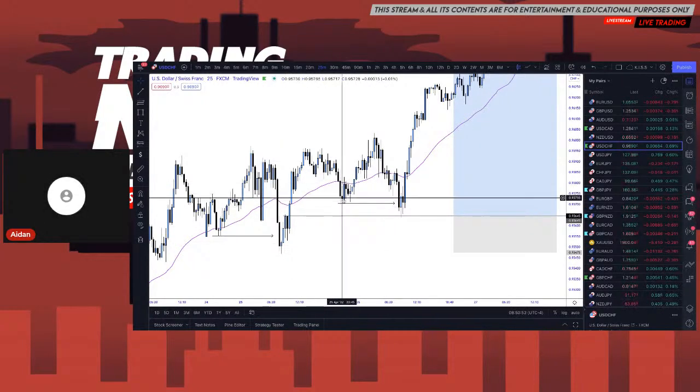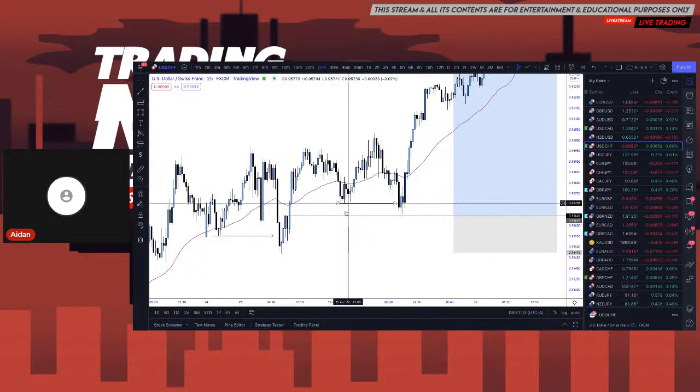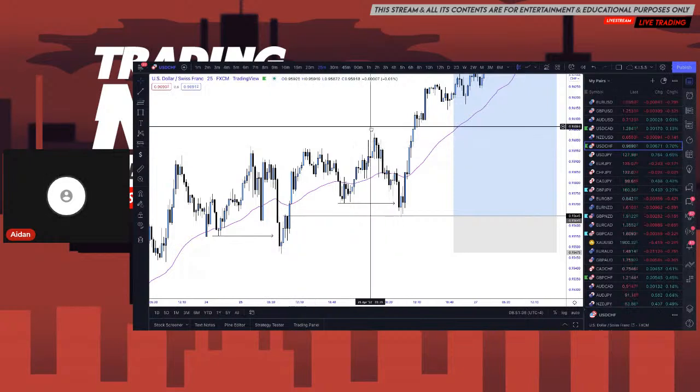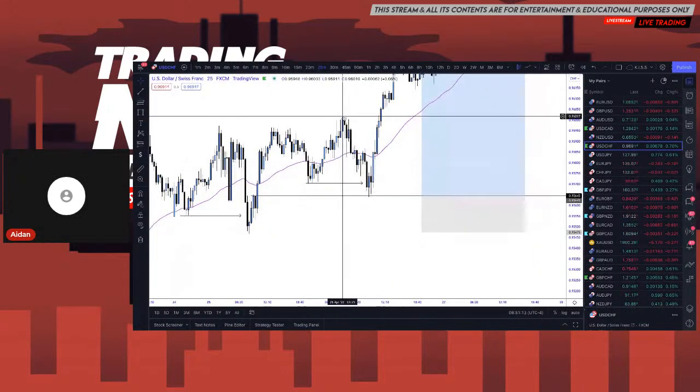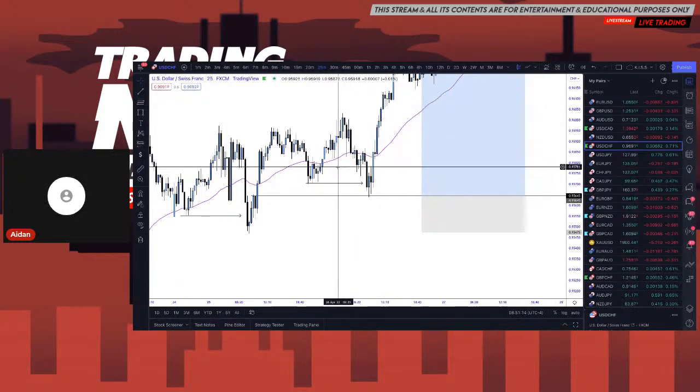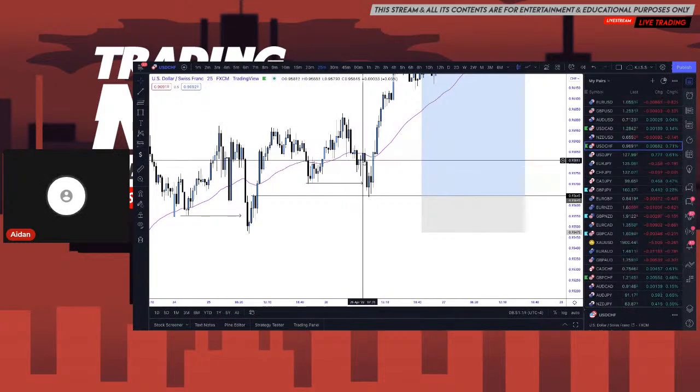8 o'clock at night, Eastern time. This is engineering liquidity, in my opinion. So we make the initial run up, trigger the breakout traders, stops are here. Come the next day, session, coming into New York, 7 o'clock.